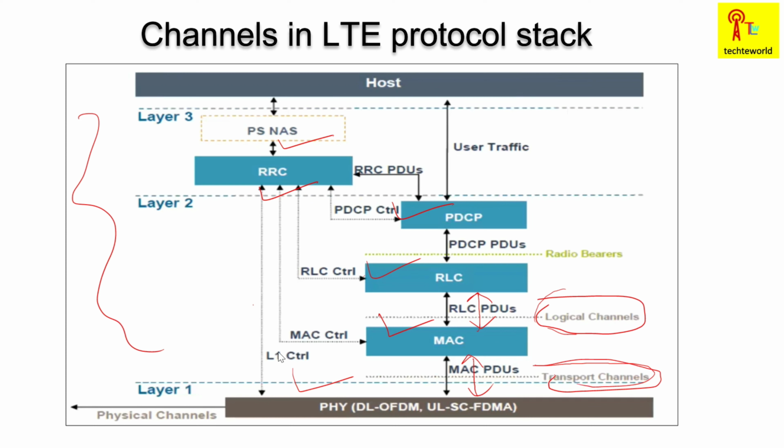And finally the physical channel is present between the physical layer and the baseband, right? So whatever information will be transmitted will be taken by the physical channel. Okay, so this is very important, right? The position of the logical channel is between RLC and MAC, the position of the transport channel is between MAC and the physical layer, and the physical channel lies between the physical layer and the baseband, right?